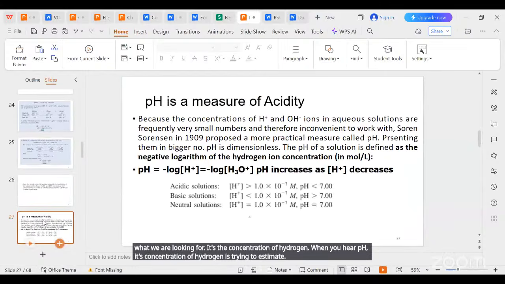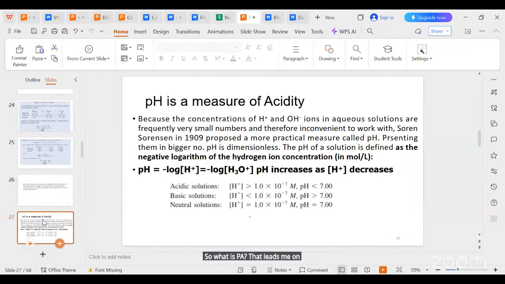So what is pH? That leads me on to pH. pH is the measure of acidity. It's not acidity in itself.